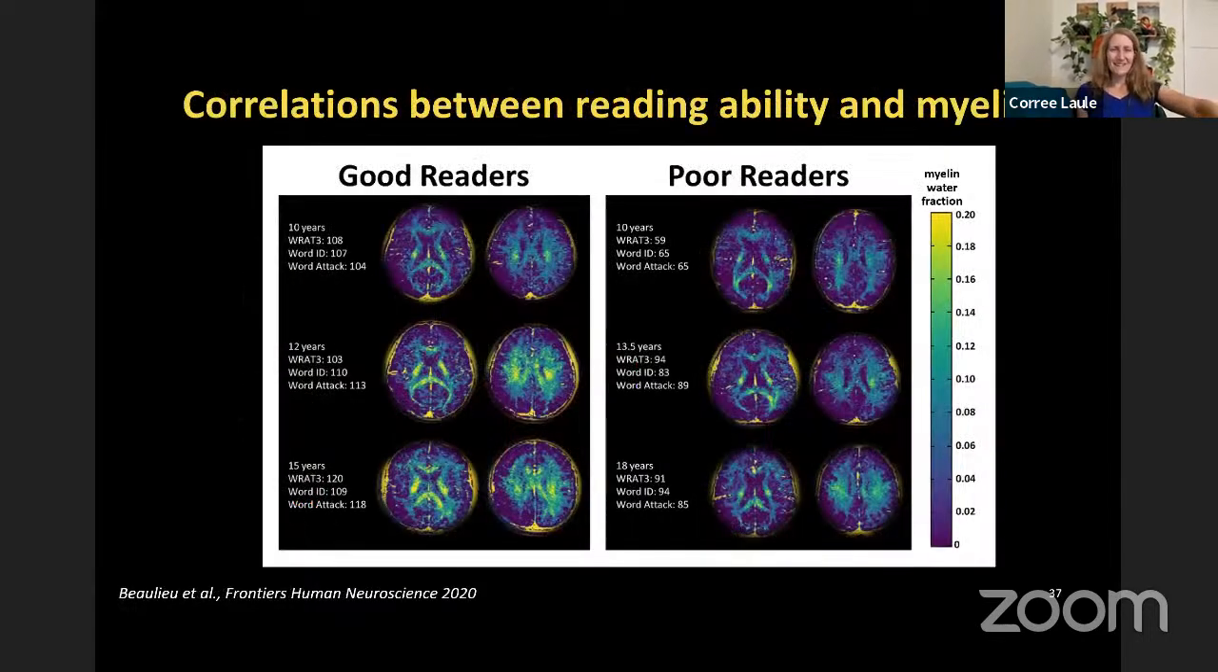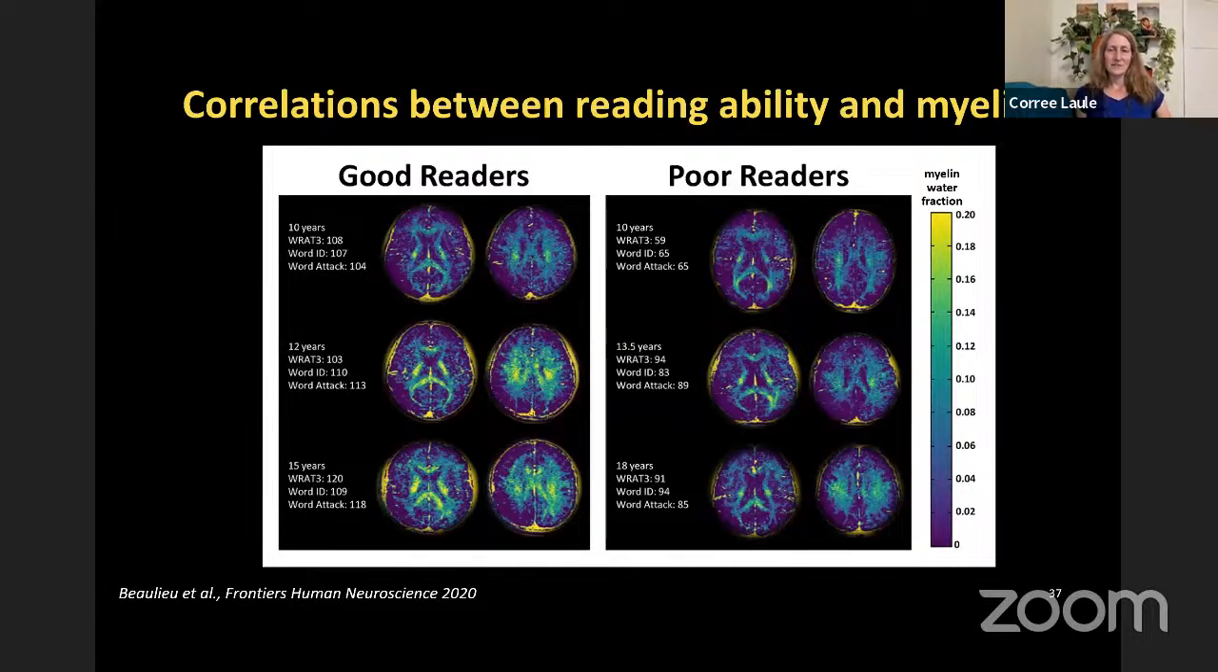I also wanted to highlight this project looking at a correlation between reading ability and myelin. This was a pandemic project. This was data that was collected in late 2007 and 2008, and then just sat there because we all have vaults of data like that we just don't have time to get around to. But this is one of those projects which showed some really interesting results.